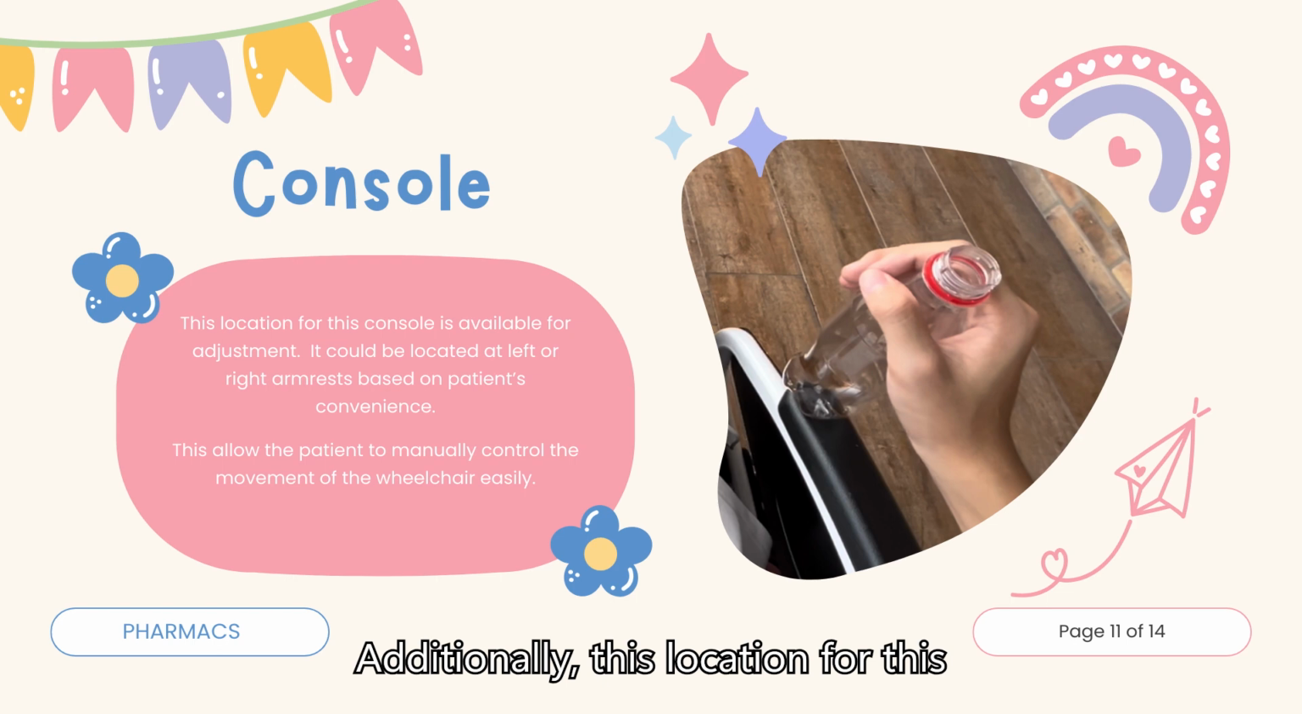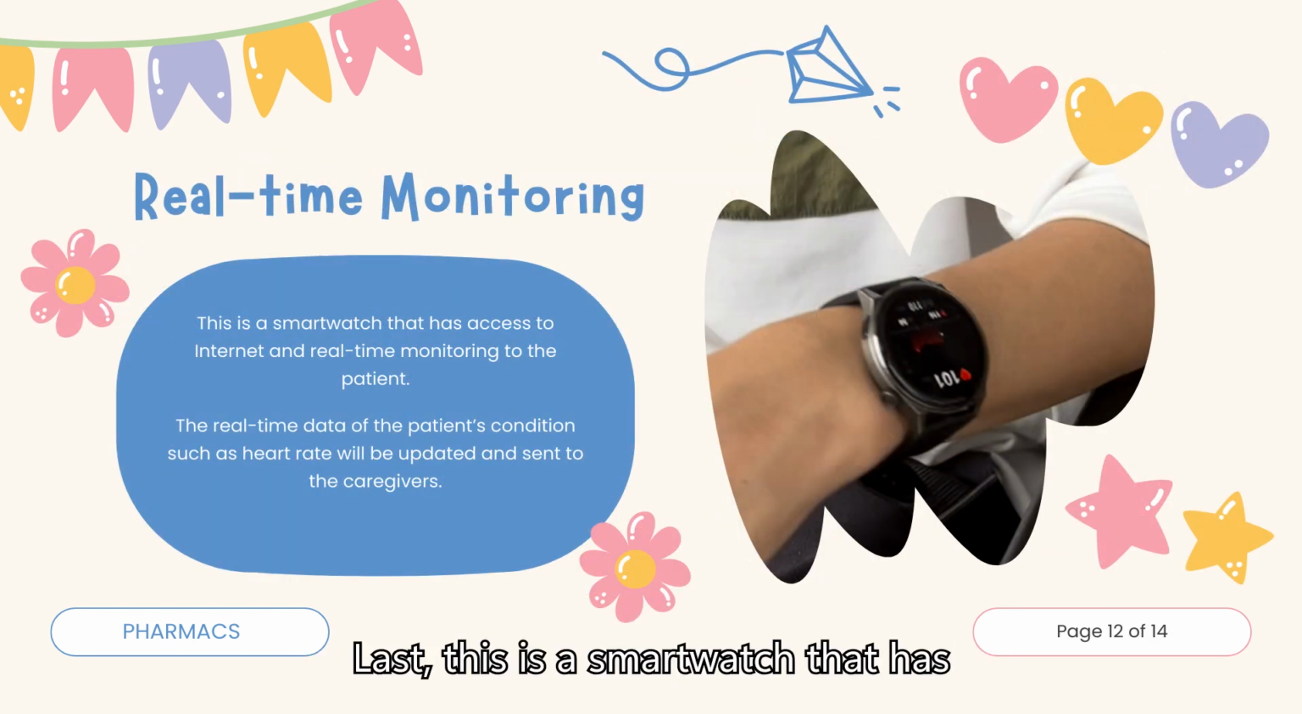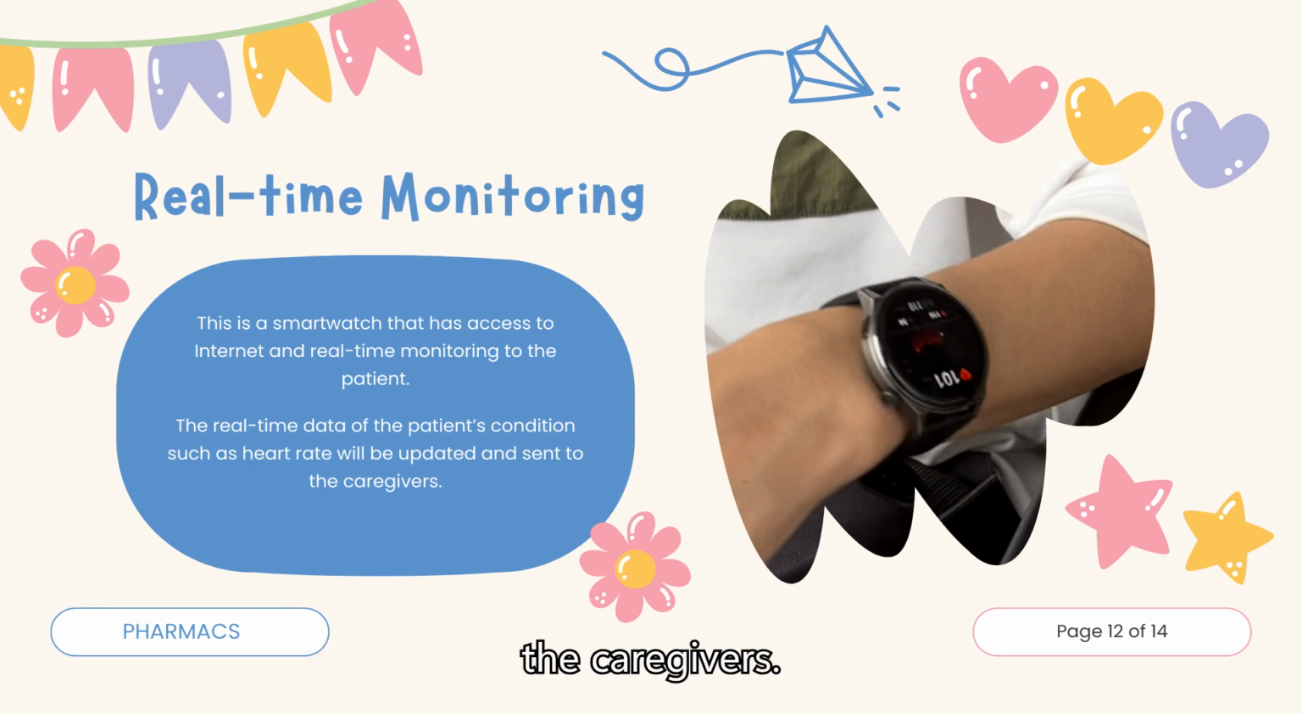Additionally, the location of this console is available for adjustment. It could be located at the left or right armrest based on the patient's convenience. This allows the patient to manually control the movement of the wheelchair easily. Last, this is a smartwatch that has access to the internet and real-time monitoring of the patient. The real-time data of the patient's condition such as heart rate will be updated and sent to the caregivers.